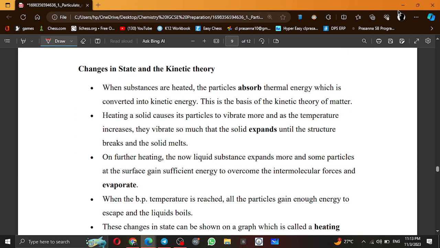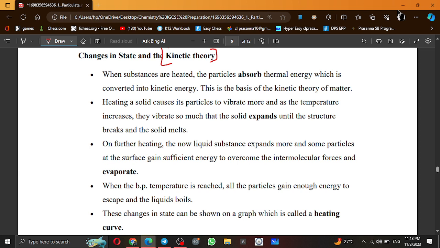Then we have changes in state and the kinetic theory. It's really important to know the kinetic theory, so please pay special attention here. When substances are heated, the particles absorb thermal energy, which is converted into kinetic energy, and this is the basis of the kinetic theory of matter. So the particles absorb the thermal energy, let's say using a Bunsen burner, which is used to heat an object.